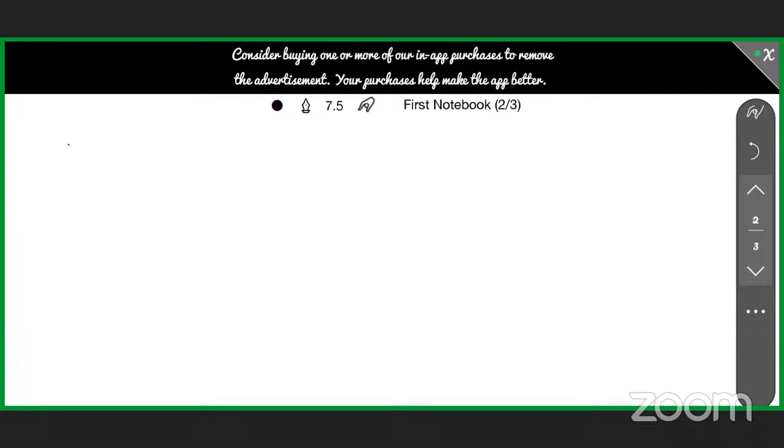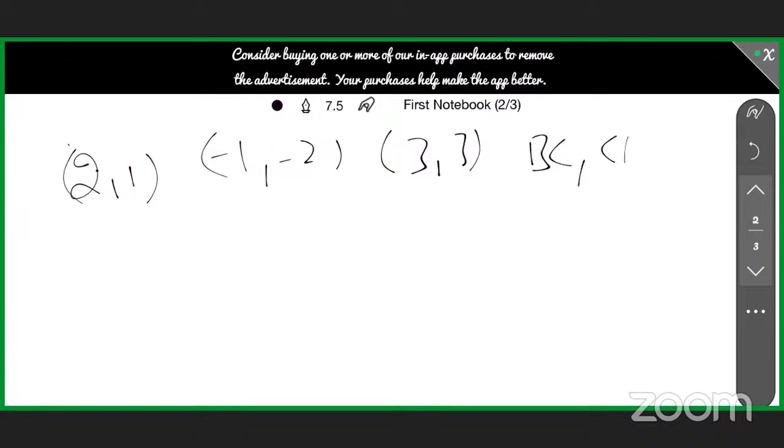Triangle ABC has (2, 1), (-1, -2), (3, 3) as midpoints of the sides BC, CA and AB. Then find the equation of BC. That is what they are telling. If this is my triangle ABC.